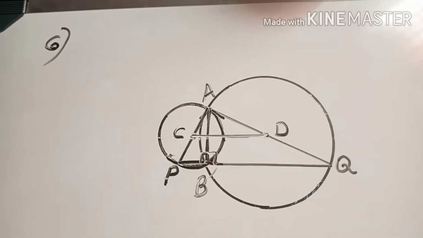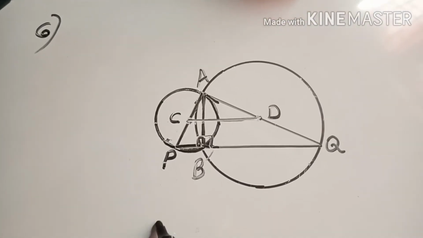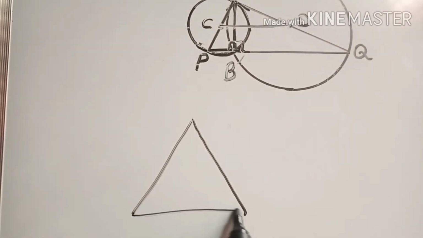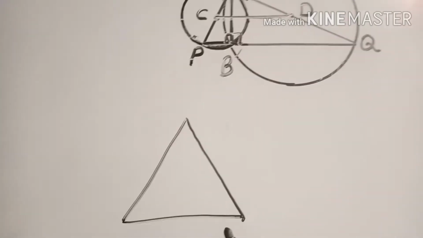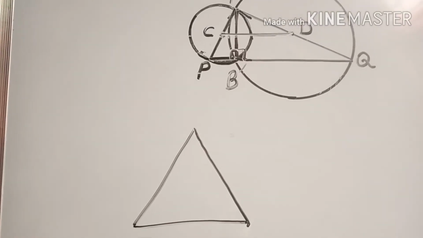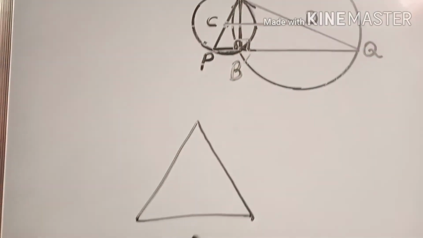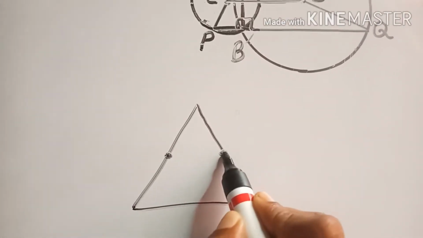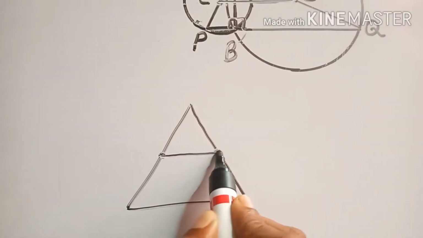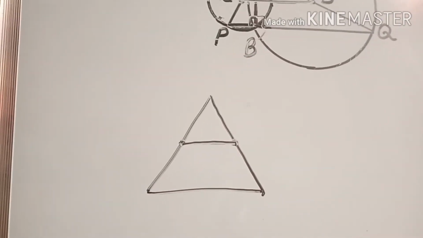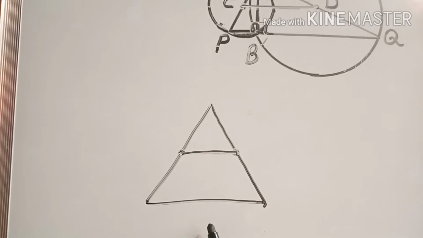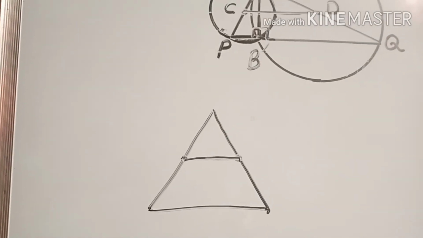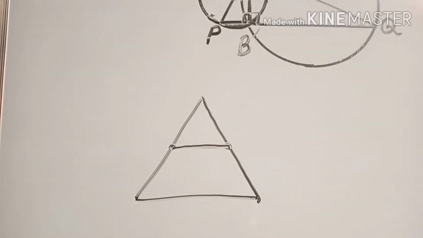This one we can prove simply by considering the concept you have learned in 9th standard. In the previous problem also we used this concept. That is, if we have a triangle and if this is the midpoint and this is the midpoint, the line joining these two midpoints will be parallel to the base line and half of the base. Okay, this is a concept you have learned in 9th standard.